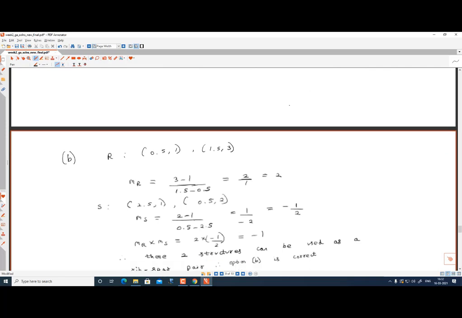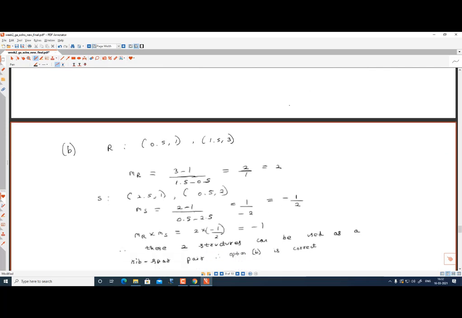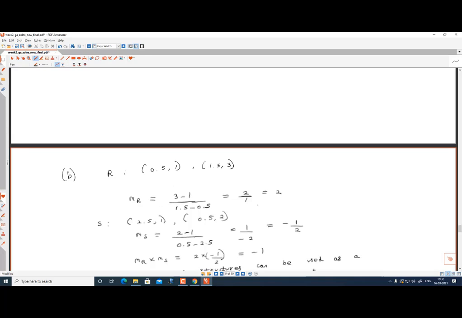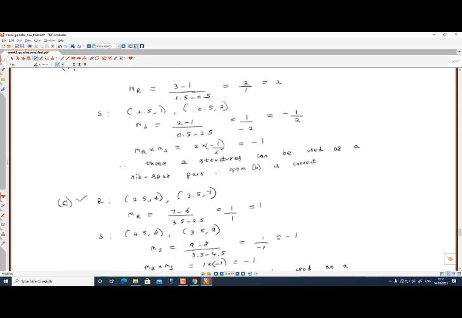Then moving on to option B. The endpoints of R are (0.5, 1) and (1.5, 3). We calculate the slope MR to be 2 here, and similarly for S with the endpoints (2.5, 1) and (0.5, 2), MS will be (2 minus 1) by (0.5 minus 2.5), which is 1 by -2, which is -1 by 2. Here we note that the slopes are negative reciprocals, that is 2 and -1 by 2. So we get the product to be -1. So these two structures can be used as a rib-spar pair. So option B is correct.